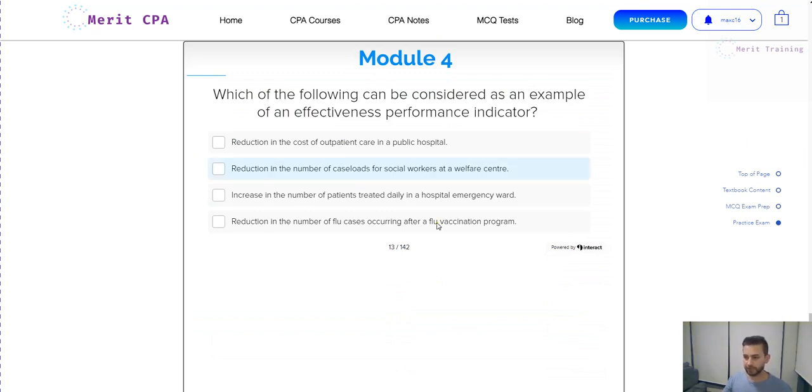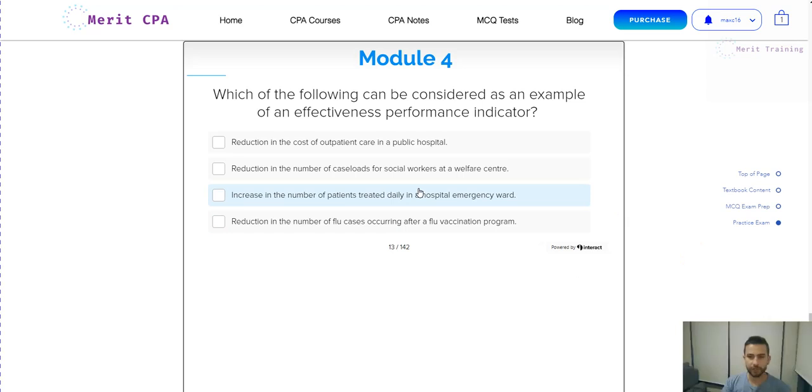So answering this question, it's going to be critical that we understand what effectiveness actually means. So which of the following can be considered as an example of effectiveness performance indicator? A, reduction in the cost of outpatient care in a public hospital. B, a reduction in the number of caseloads for social workers at a welfare centre. C, increase in the number of patients treated daily in a hospital emergency ward. Or D, reduction in the number of flu cases occurring after a flu vaccination program.